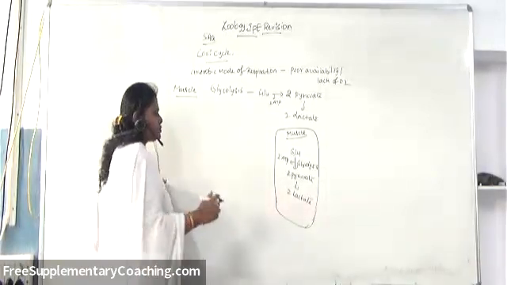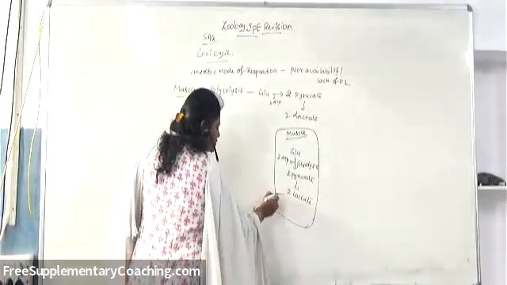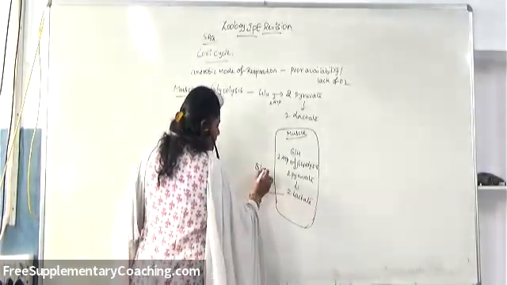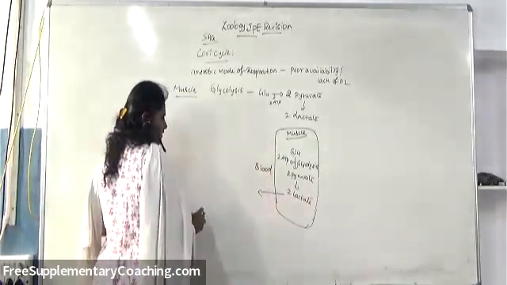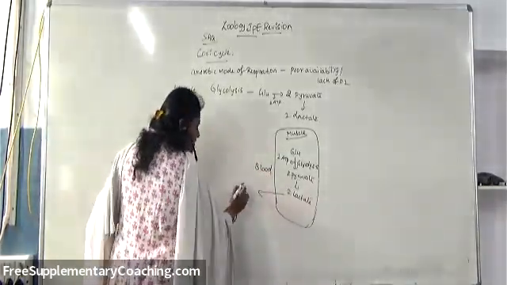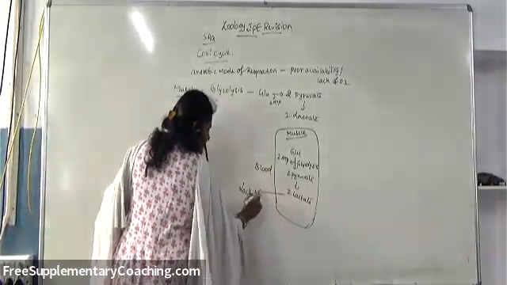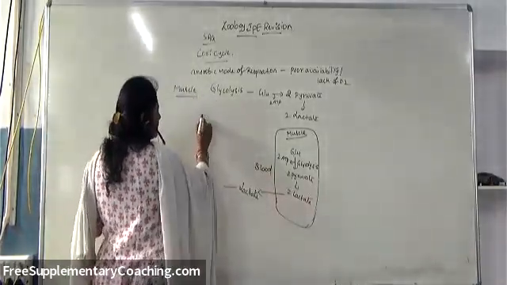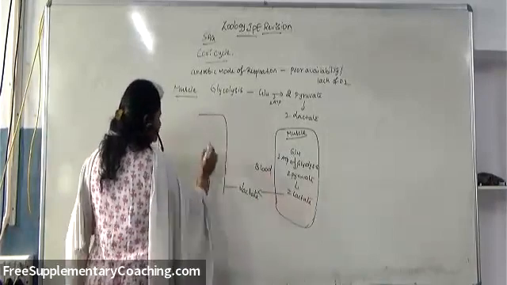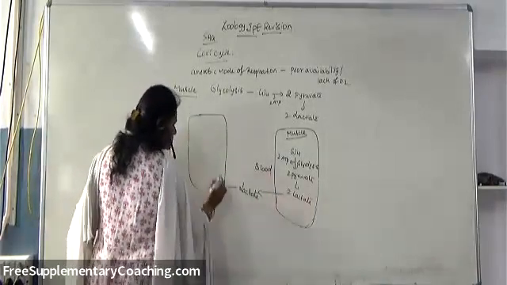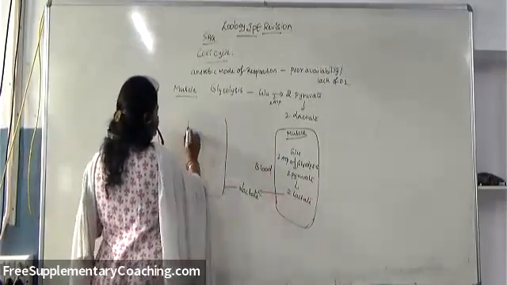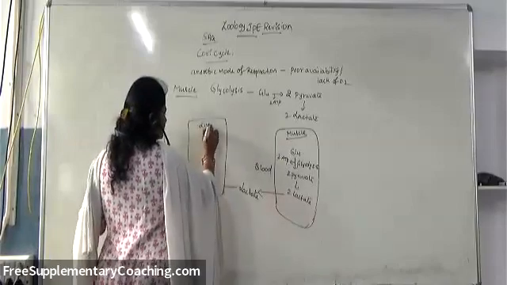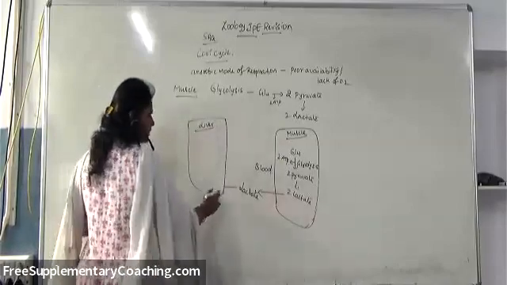So then what happens to most of the lactate? Most of the lactate enters into the bloodstream. So now this is the blood. Through blood, lactate enters into the liver. So now this is liver tissue. So this is liver. Now in the liver, what happens?